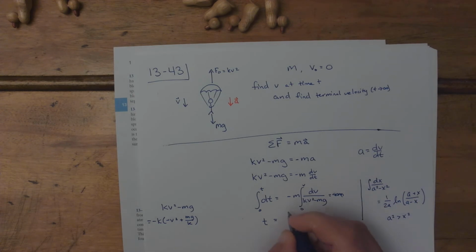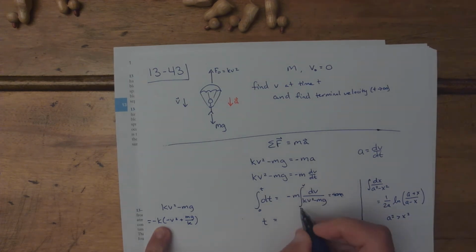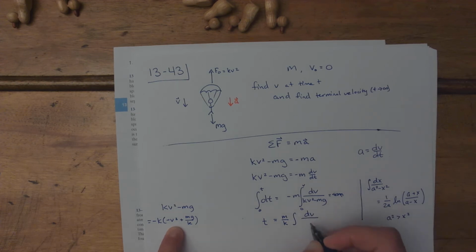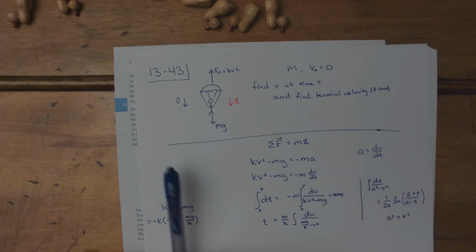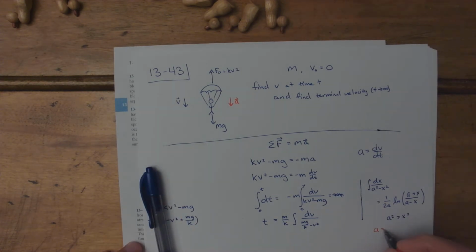So now I can pull the negative k outside of the integral, and it would be in the denominator. So outside I have m over k, and this is the integral of dv in the numerator. And then to get it looking just like what we have here, it would be mg over k minus v squared. So we're integrating with respect to v. We have our negative v squared here, so that means a is equal to mg over k.